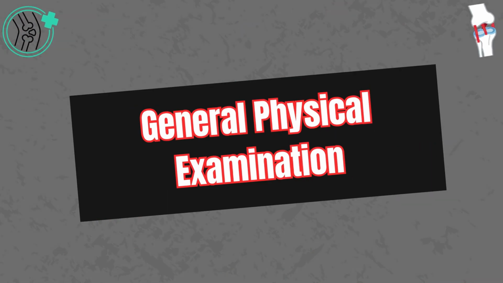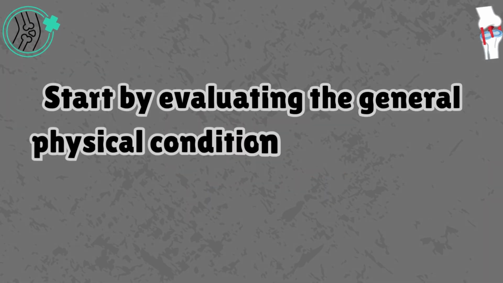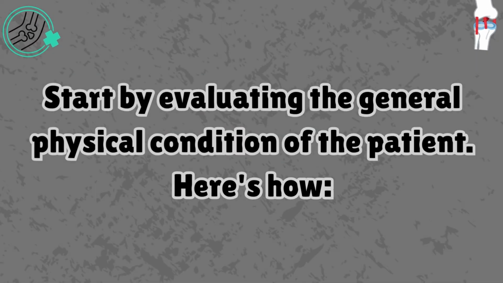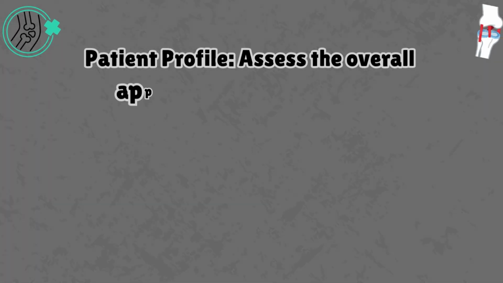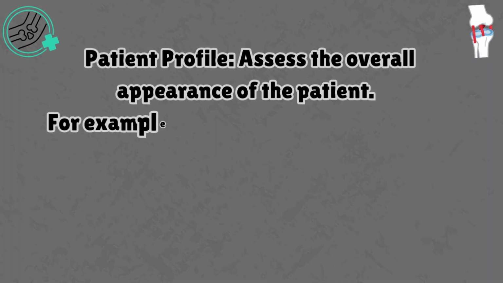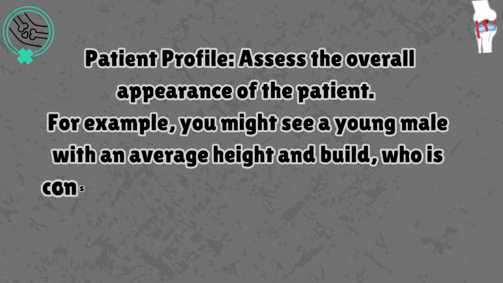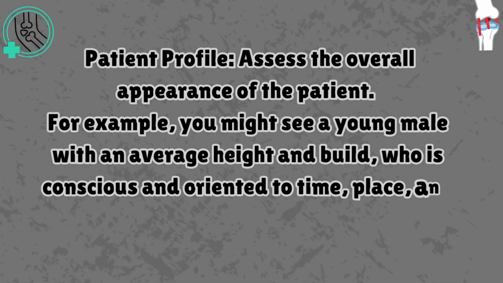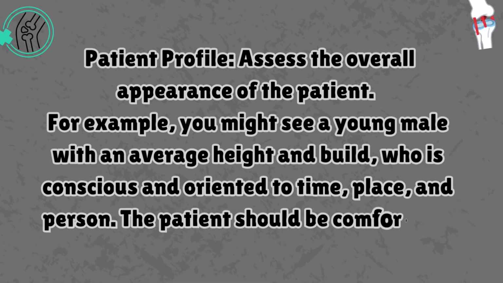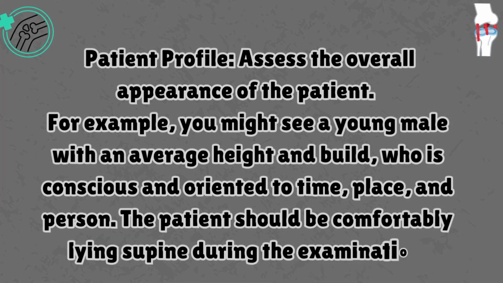Examination for AVN hip long case. 1. General physical examination. Start by evaluating the general physical condition of the patient. Here's how. Patient profile. Assess the overall appearance of the patient. For example, you might see a young male with an average height and build who is conscious and oriented to time, place, and person. The patient should be comfortably lying supine during the examination.